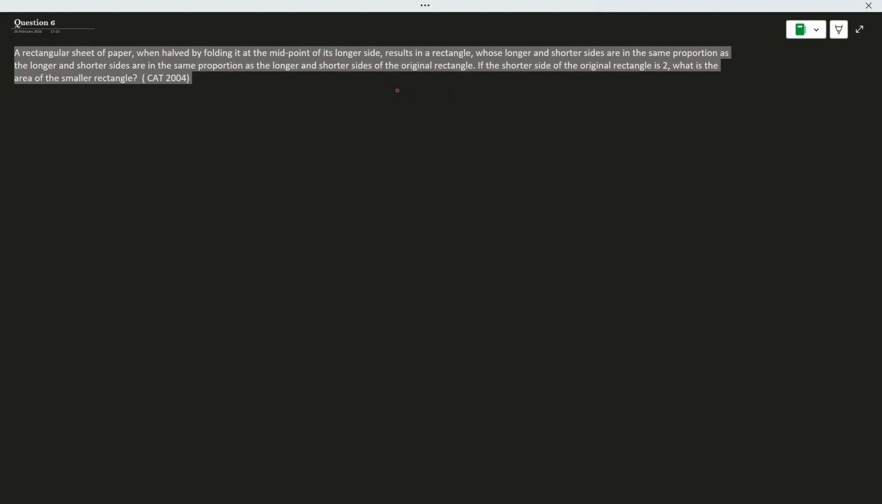So there is a rectangular sheet of paper which, when halved by folding it at the midpoint of its longer side, results in a rectangle whose longer and shorter sides are in the same proportion as the longer and shorter sides of the original rectangle.